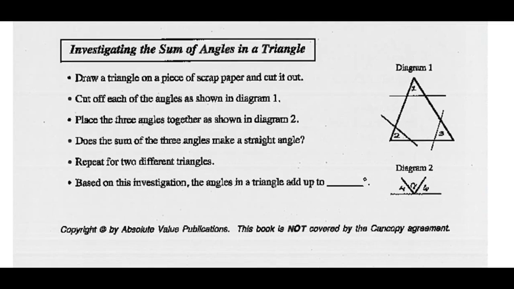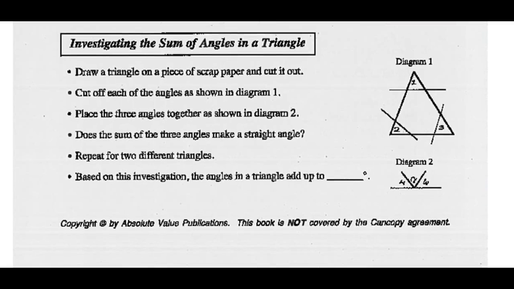Investigation of the sum of angles in a triangle then. So once you do this, draw a triangle on a piece of scrap paper and cut it out, just like diagram 1 here. Draw a triangle on a piece of scrap paper, cut out the triangle, then label the angles 1, 2, and 3, and cut off each of those angles. Then place the 3 angles together as shown in diagram 2. Angle 1, 2, 3 placed together. Does the sum of these 3 angles make a straight angle? In other words, can you place them along a straight line?